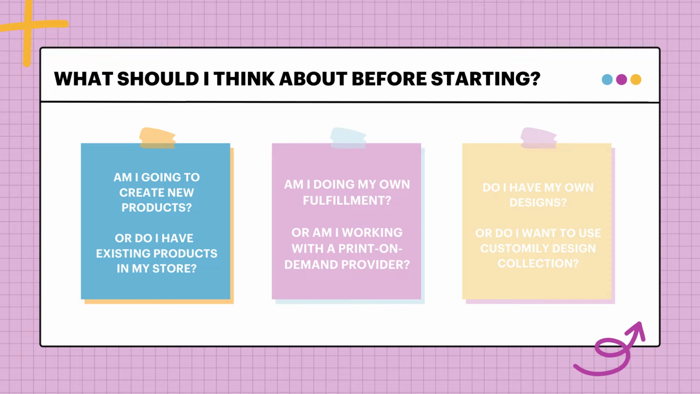So now that we know that Customily is a great tool for your online store and it will help you optimize the shopping experience of your visitors, we can start learning about the app itself. It's important that you approach it with some clear concept about your business. I highly recommend you ask yourself some questions before starting. The first one is about the current status of your store. Will I be creating new products, either for an empty new store or for a new collection in an existing store? Or will I be selling my existing products and turning them customizable?